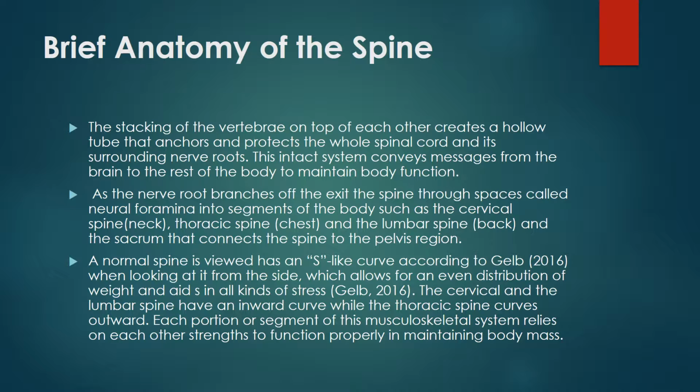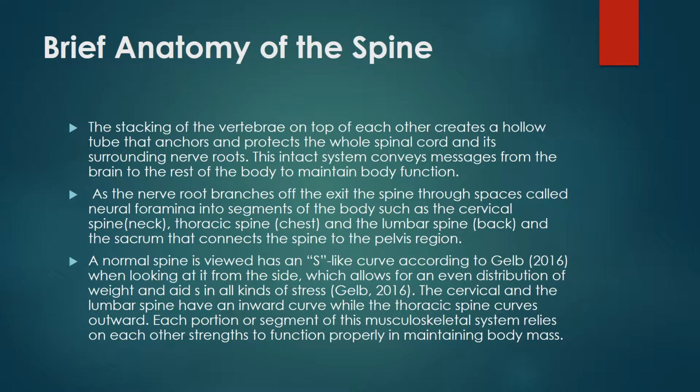The nerve roots branch off and exit the spine through spaces called neural foramina, serving each segment of the body, such as the cervical spine, the neck, the thoracic spine, the chest area, and the lumbar spine, which is the back, and the sacrum that connects the spine to the pelvis region.